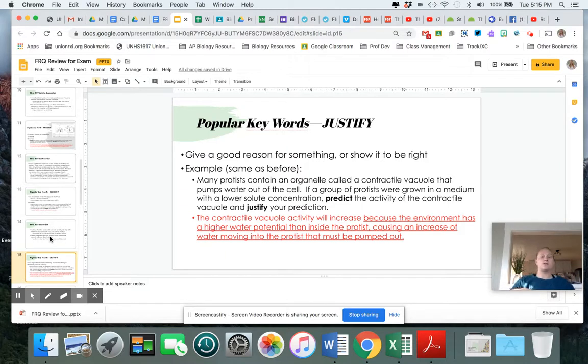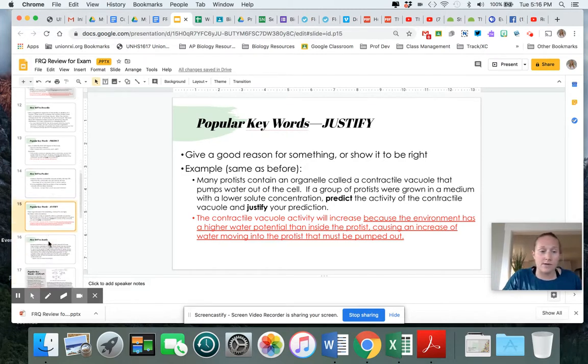Justifying is usually going to follow a prediction, just like we just talked about. Okay, predict the activity of the vacuole and justify it. So then it says the contractile vacuole will increase. So that's the prediction part, because, and everything following that is the justification. So you're just saying why you made that prediction. Again, you guys have done this in lab reports a million times. You can do it. You know how to justify.